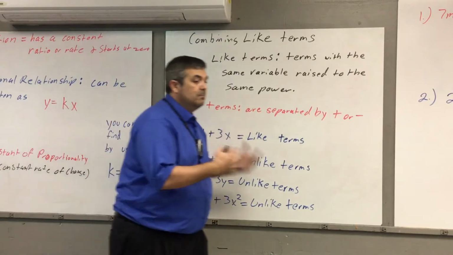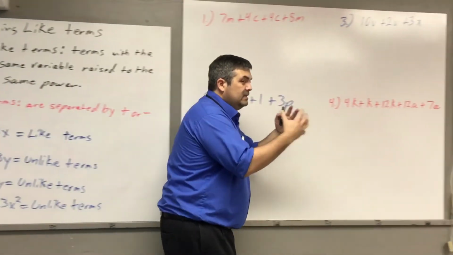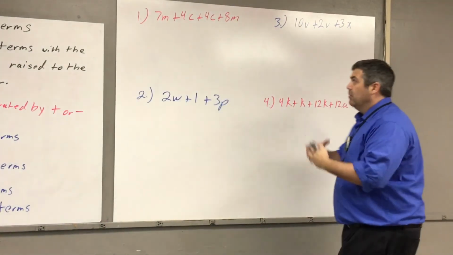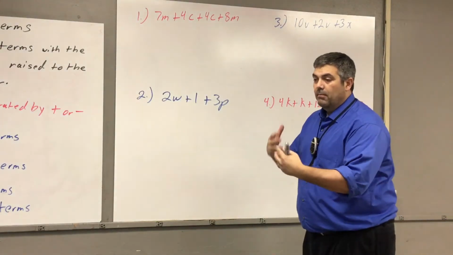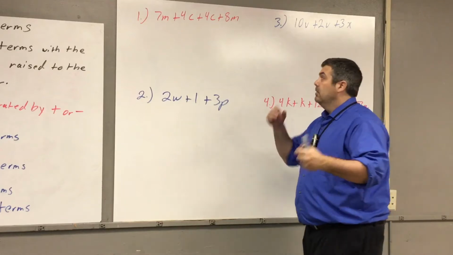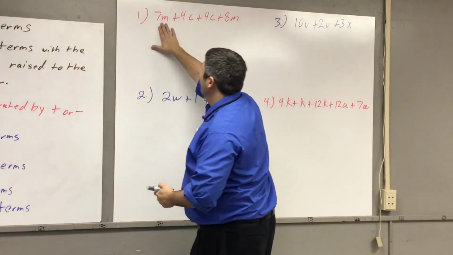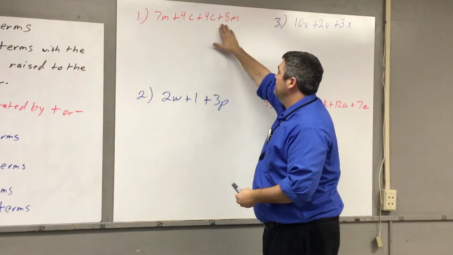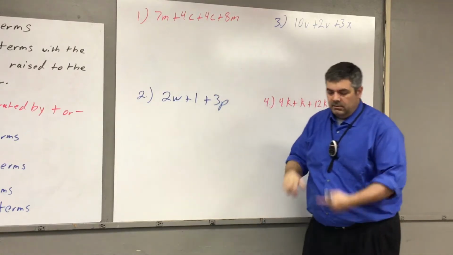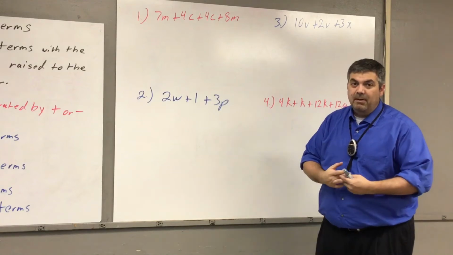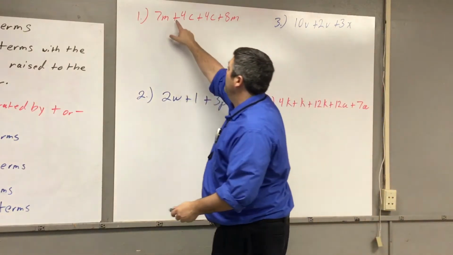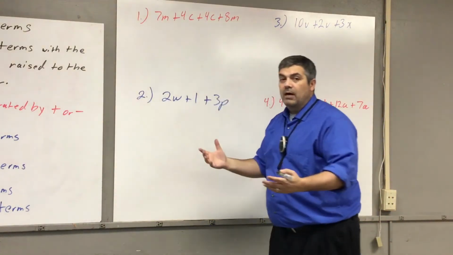Alright? So now we're going to do some practice problems of combining these together. Alright? So we're going to go through, I've got a whole bunch of problems, we're just going to go through pretty quickly. We're going to combine the things that are the same. Alright, so here, 7m plus 4c plus 4c plus 8m. Now again, same variable, same power. Those things I can combine. And they're terms because they're separated by addition or subtraction.